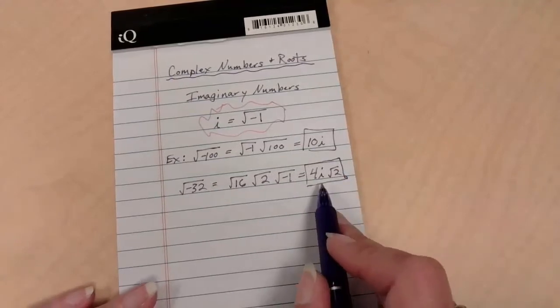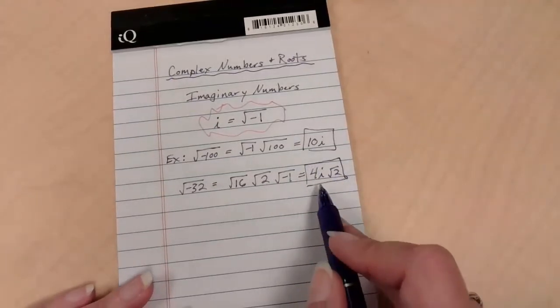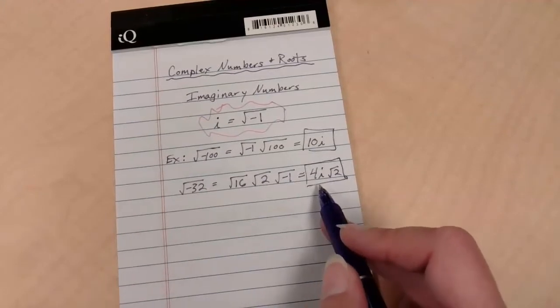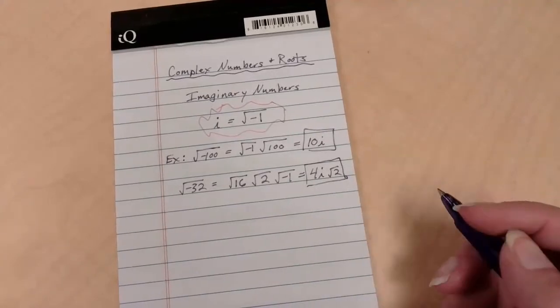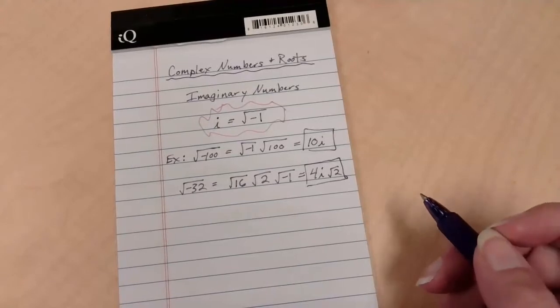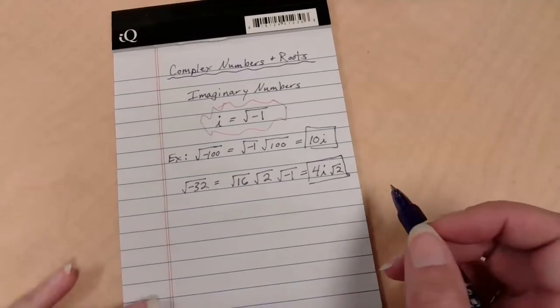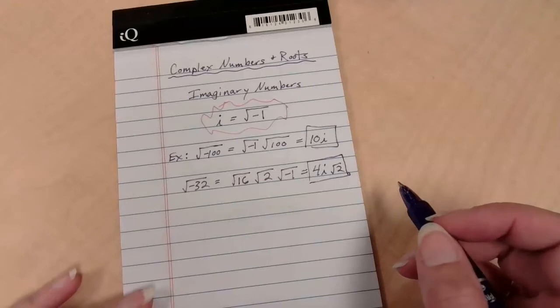Notice where I placed i in both of these cases. I put it after the 10 and after the 4. We place i a lot like we would place a variable, like x. So technically it's not a variable, but it behaves an awful lot like a variable in many occasions. Yeah, I know. I would like to jump to some equation stuff here as well.